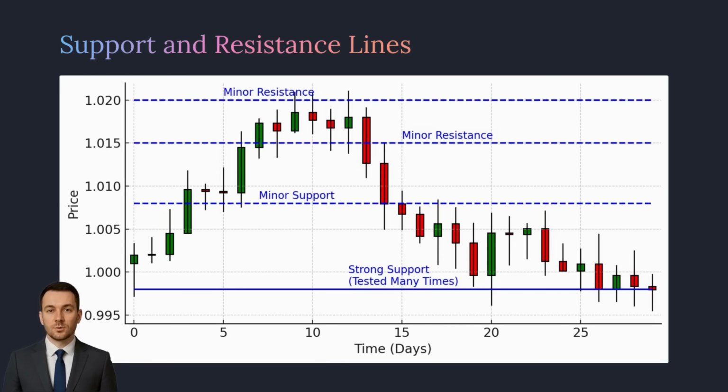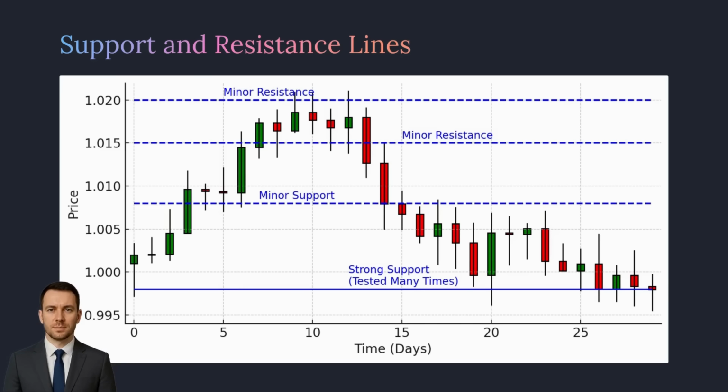Support and resistance example: a candlestick chart identifying key support and resistance levels. The blue dashed lines mark minor resistance levels, where the price rose and turned down, and a minor support, where price dipped and bounced. The blue solid line at the bottom marks a strong support zone that has been tested multiple times. Notice how the price touched this level several times and could not break below. Traders watch these levels closely. When price approaches a support or resistance, it often either reverses again, or if it breaks through, that breakout can lead to a sharp move.